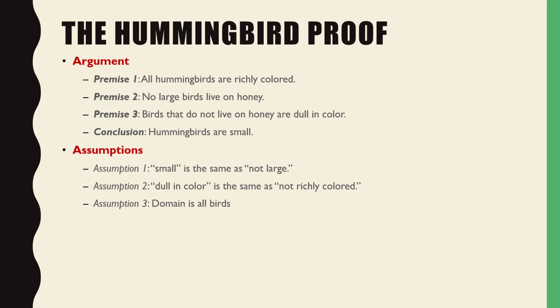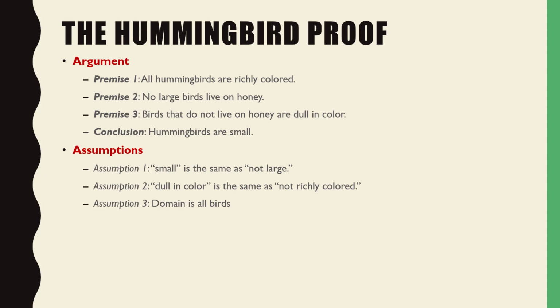Okay, so let's get our assumptions down too. Let's make a couple assumptions. Number 1, small is the same as not large, right? Because we have this thing that says no large birds live on honey. So we're going to define that as small, the opposite of large. Number 2, we're also going to use the phrase dull in color is the same as not richly colored, just so we can use negation. And number 3, our domain is all birds.